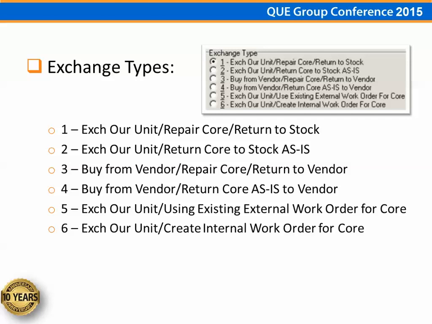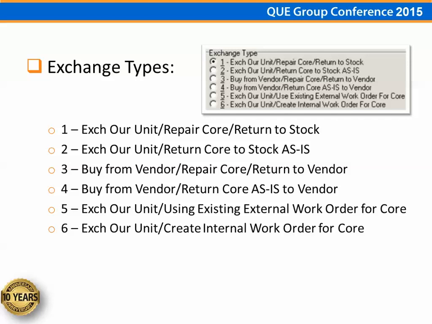So when you're buying a part on exchange from a vendor, you're going to sell it to your customer, the core is going to come back, and then the core needs to be returned to the vendor. So you have two options. Number 3 is buy from vendor, repair core, and return to vendor. In this option, when the core comes back from your customer, it's going to launch a repair order. You're going to manage the repair, and then once the unit is repaired, send it back to your vendor.